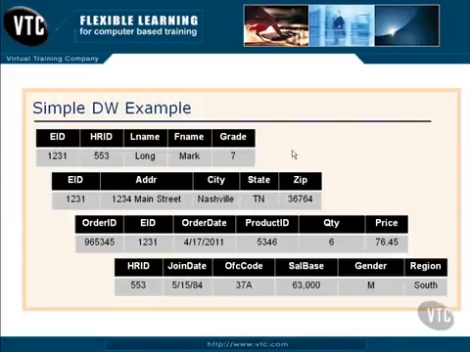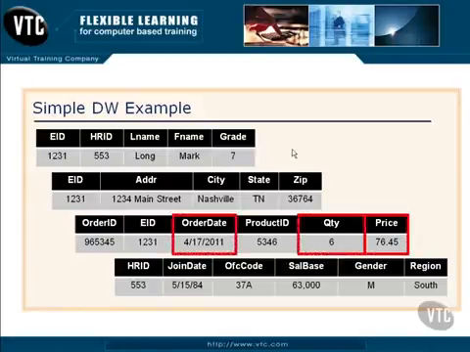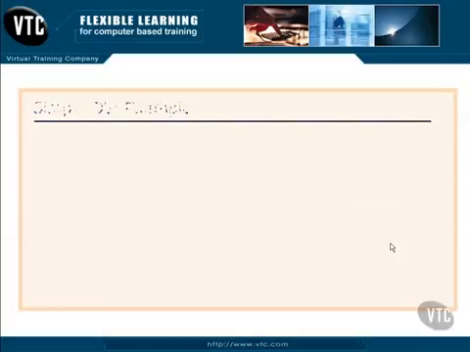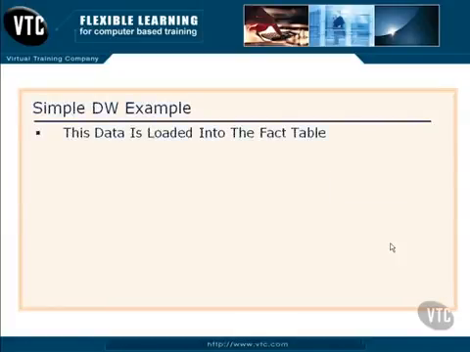So anyway, at first quick glance at this table, you'll notice there's some data down here that really is the bottom line of our business. We're selling things, right? And on 4/17/2011, 6 of product 5346 were sold for a price of $76.45 each. And so now we know business took place. That's a great candidate for a fact table.